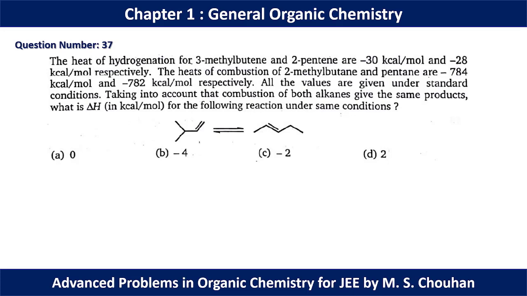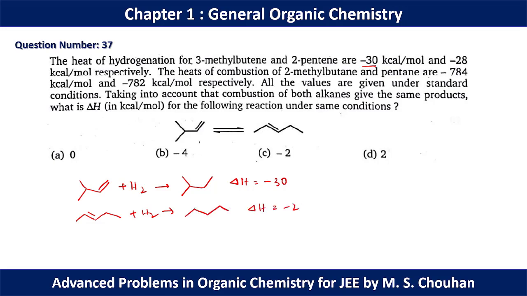In question number 37, the heats of hydrogenation of 3-methyl butene and 2-pentene are minus 30 and minus 28 kilocalorie per mole respectively. So we can draw the structure. This is the structure of 3-methyl butene. If we add hydrogen, it will become like this, and for this the delta H is given as minus 30. Again for 2-pentene, after hydrogenation we can have a situation like this, and delta H is given by minus 28.